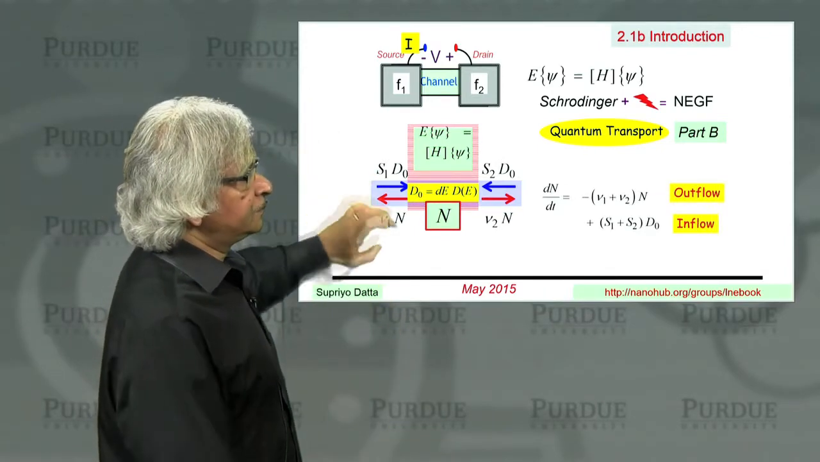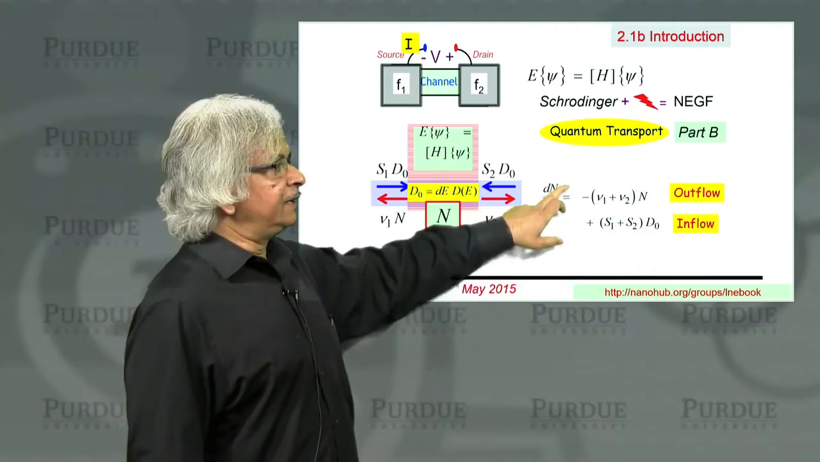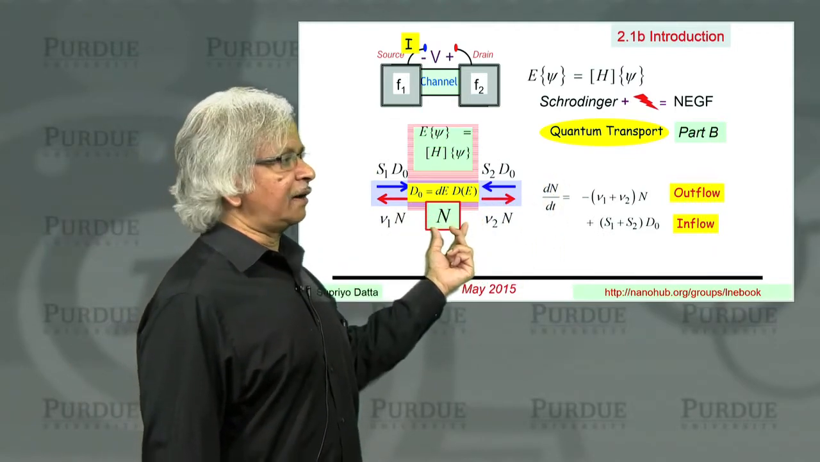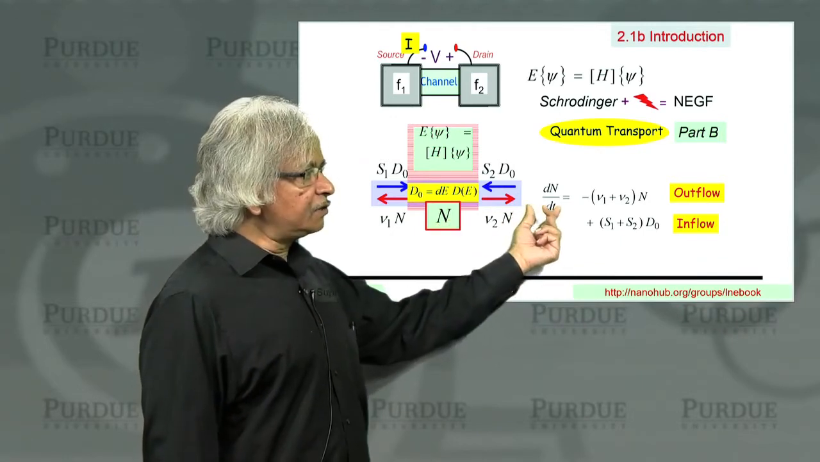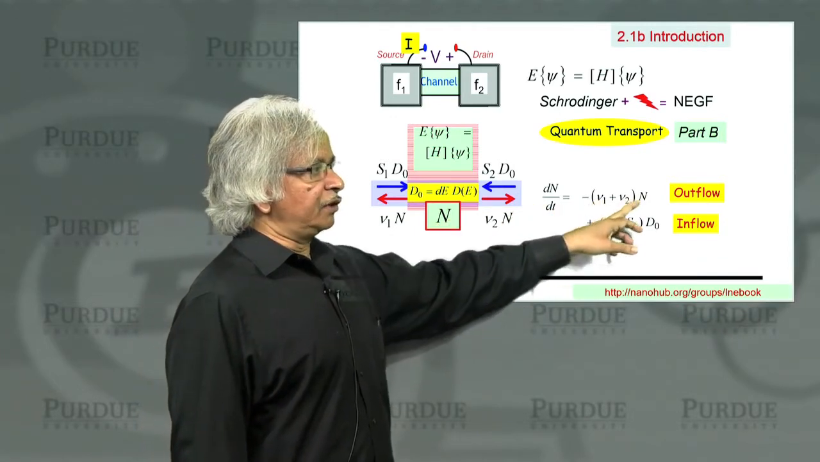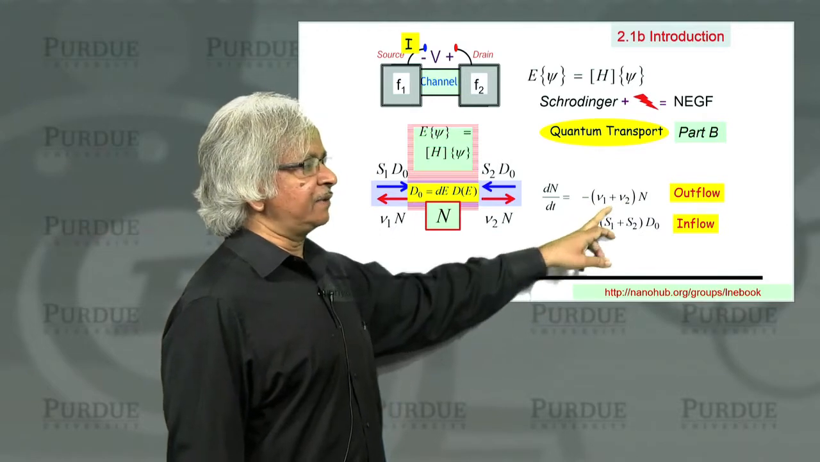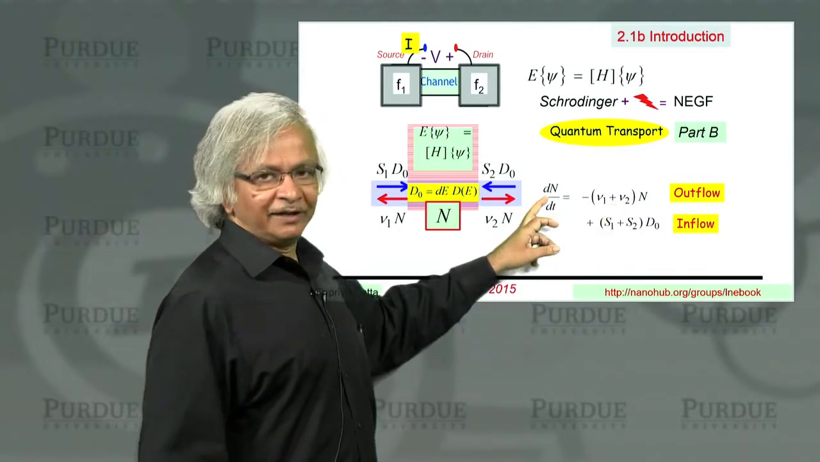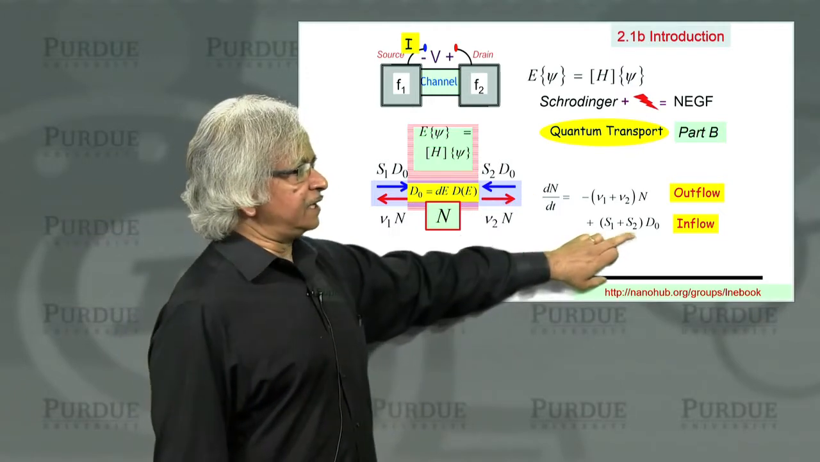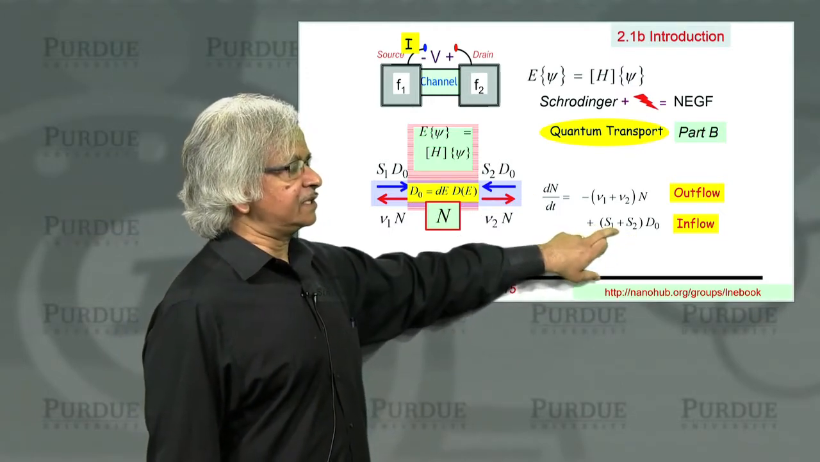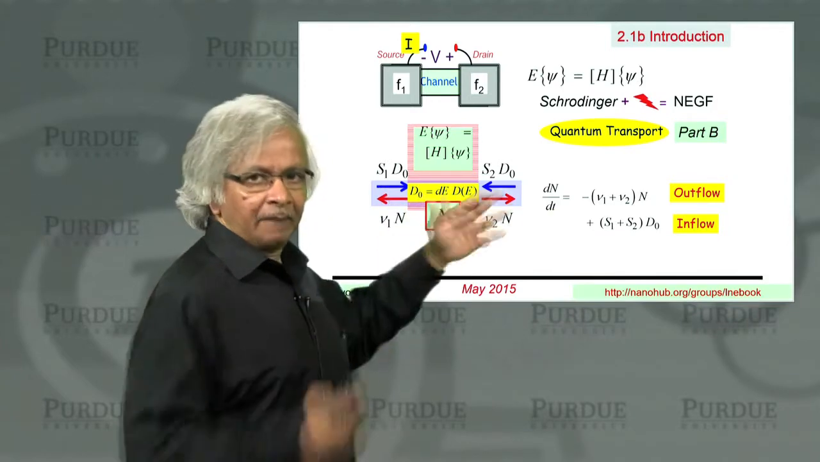But in general, you can write dn dt, the rate at which the number of electrons inside here changes, is equal to the rate at which they go out. That has a minus sign, because if they go out, it gives you a negative dn dt. N wants to go down. Whereas the inflow has a positive sign because it tends to build up.